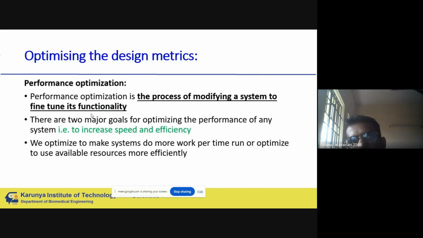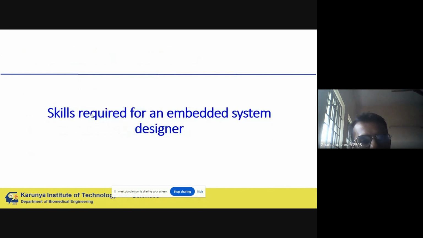So this is what we have seen so far, right? Today we'll see about the skills required for becoming an embedded system designer or embedded system engineer.